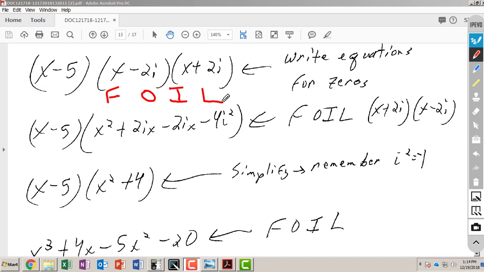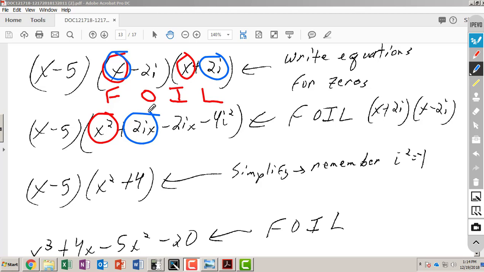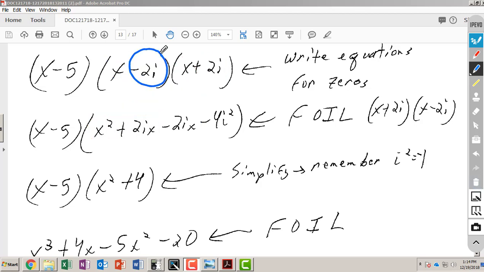And when I do that, for my firsts, here's my x times x, which is going to give me x squared. Remember, outsides is going to be x and 2i, so that gives me 2ix. My insides is going to be negative 2i and x, so that's going to give me negative 2ix. And then my lasts is going to be negative 2i times positive 2i, and that's going to give me negative 4i squared.